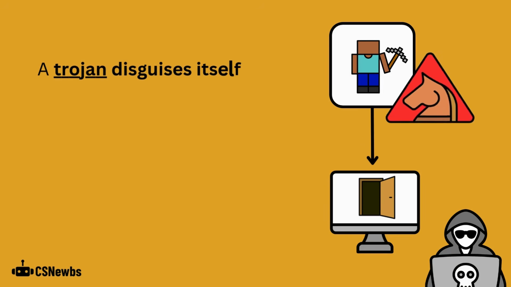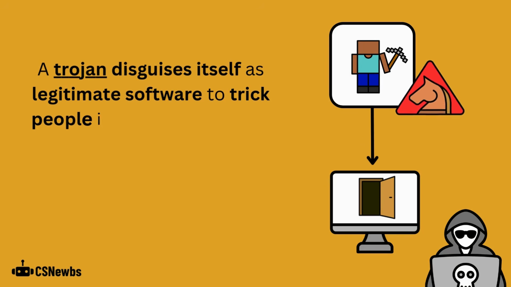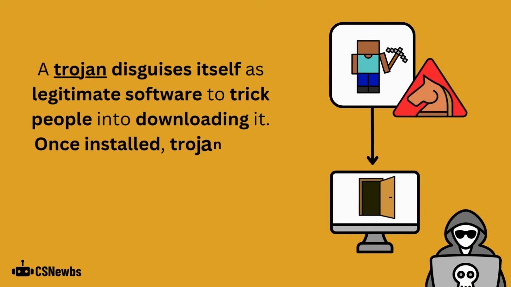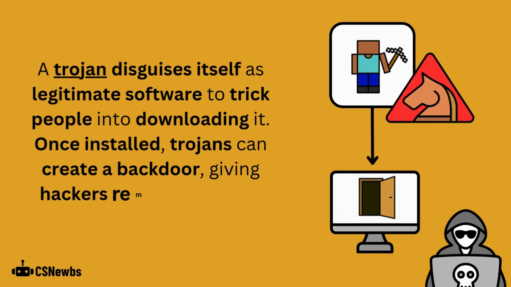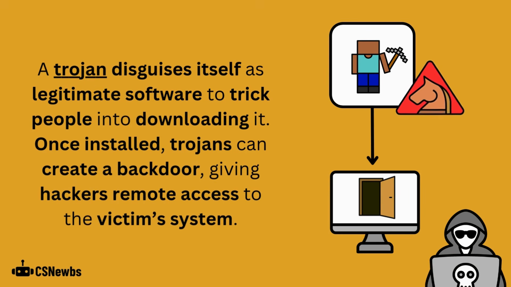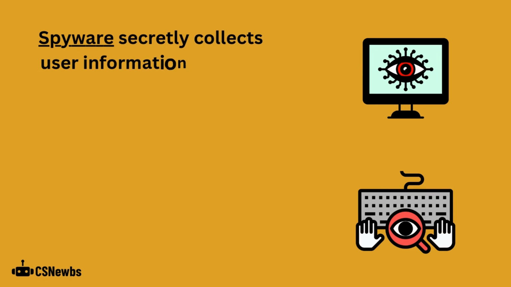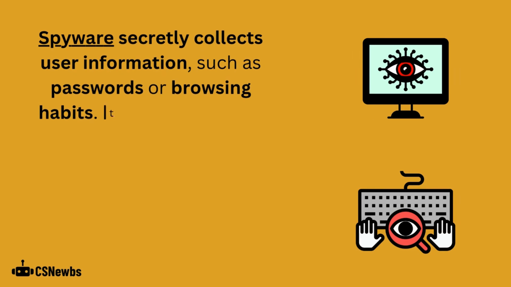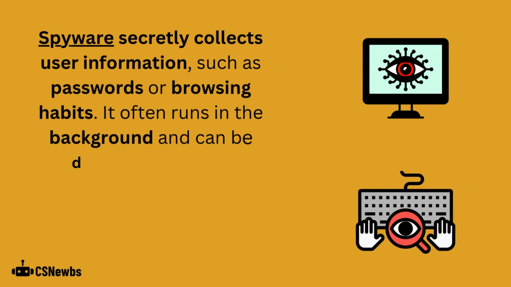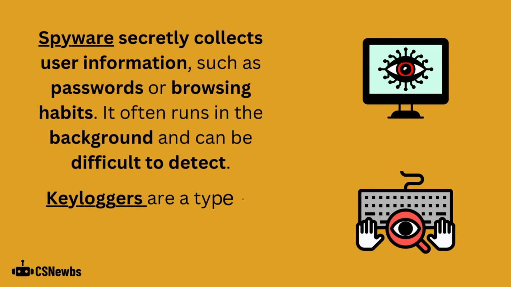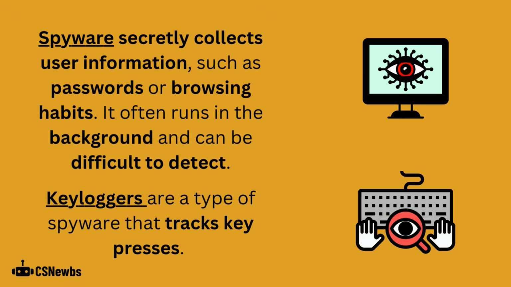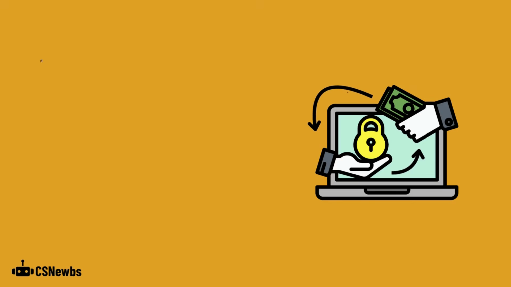A Trojan disguises itself as legitimate software to trick people into downloading it. Once installed, Trojans can create a backdoor, giving hackers remote access to the victim's system. Spyware secretly collects user information, such as passwords or browsing habits. It often runs in the background and can be difficult to detect. Keyloggers are a type of spyware that tracks key presses.